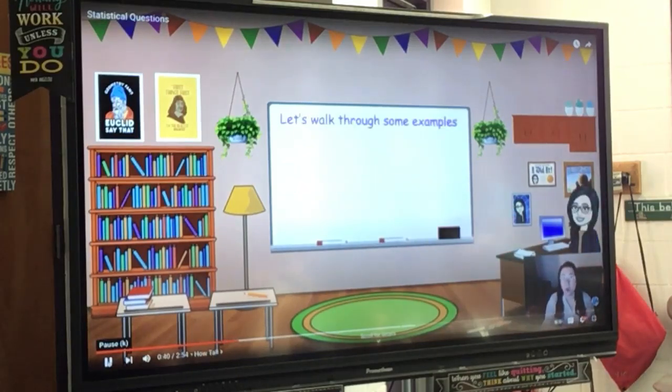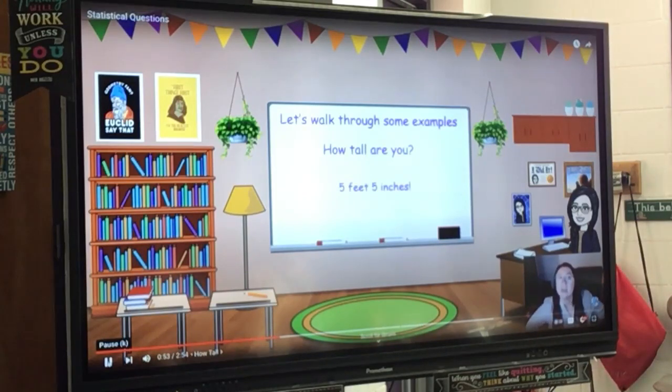So we're going to walk through a couple examples to illustrate our definition. First, I'm going to ask, how tall are you? Well, if someone asks me how tall I am, I would say I am 5 foot 5 inches. But can I give any other answer? I'm always 5 foot 5 inches. That's how tall I am. So that is not a statistical question. There's only one answer. It does not vary. It does not change.